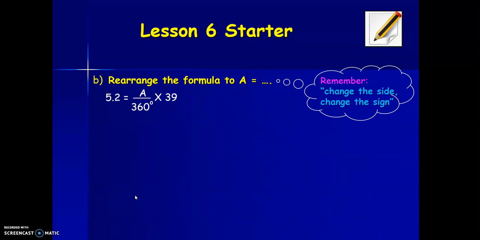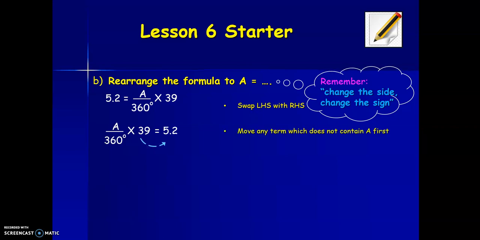So we have the formula 5.2 equals A divided by 360 times 39, and we want to rearrange this formula so that it reads A equals. And our method, remember, is change the side, change the sign. Now we work left to right, so the first thing we're going to do is swap the left-hand side of the equation with the right-hand side of the equation. So we'll rewrite this as A divided by 360 times 39 equals 5.2.